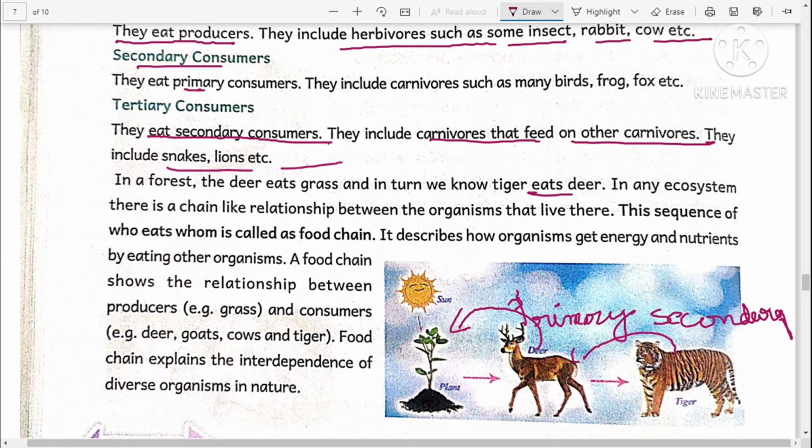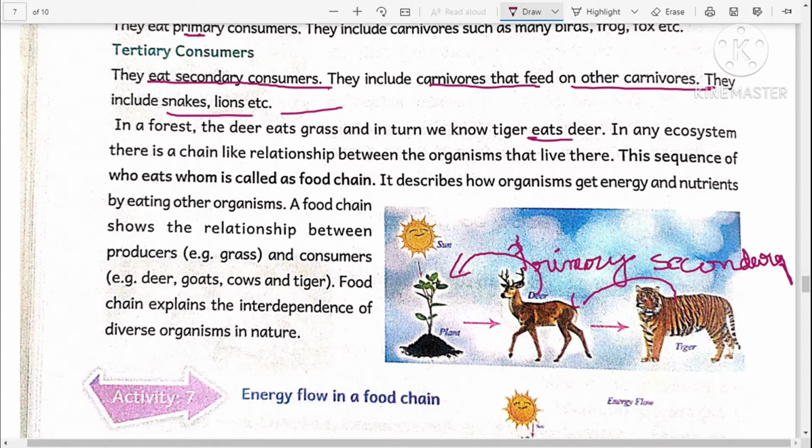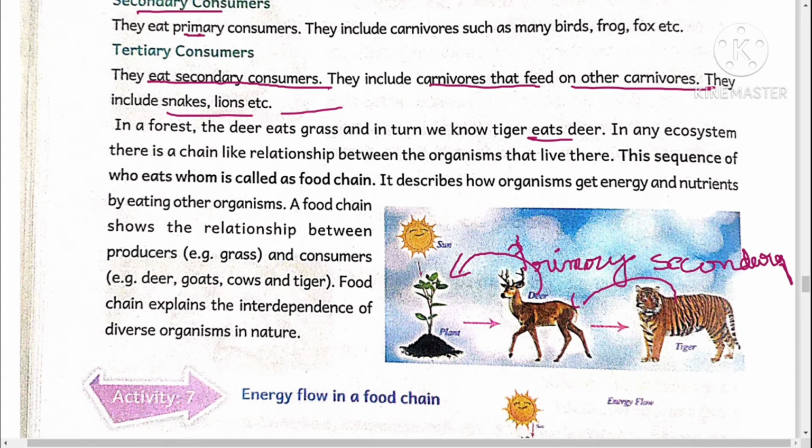So in a forest, the deer eats grass. In turn, we know that the tiger eats deer. In any ecosystem, there is a chain-like relationship between the organisms that live there. This sequence of who eats whom is called a food chain.